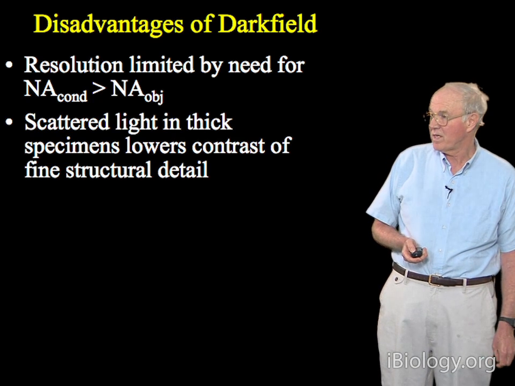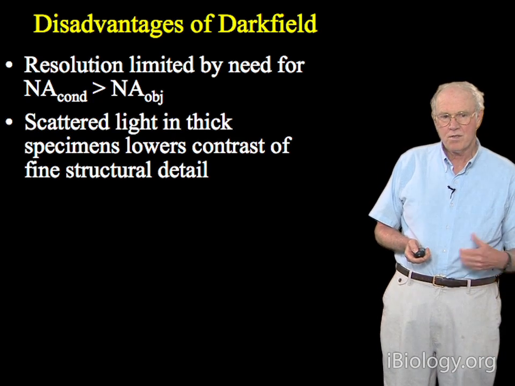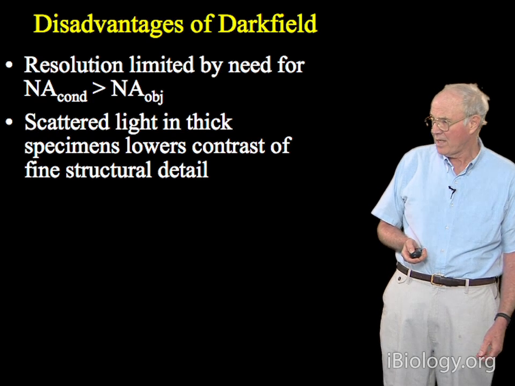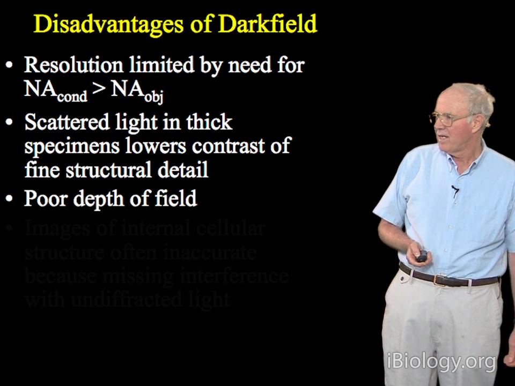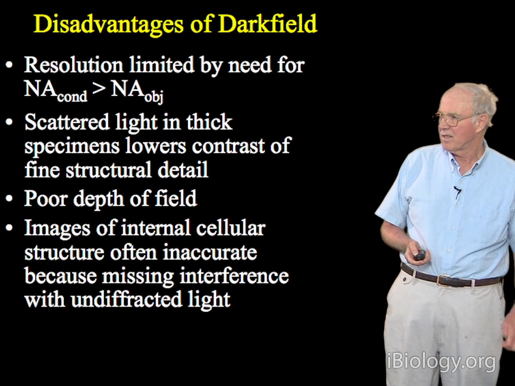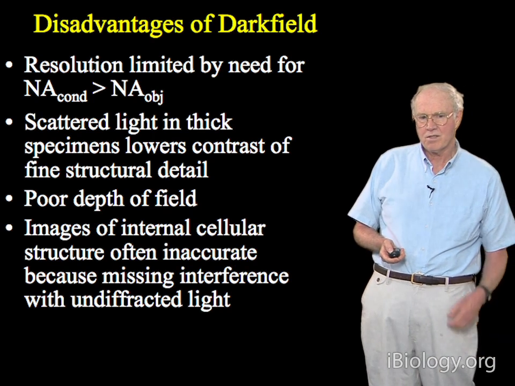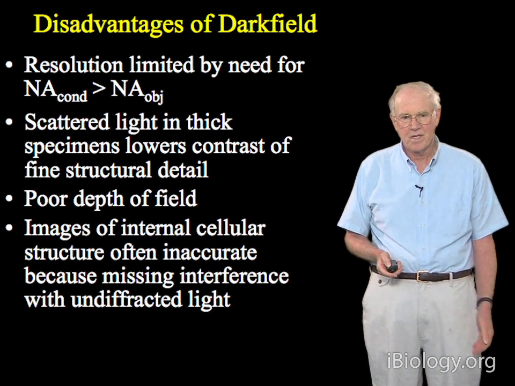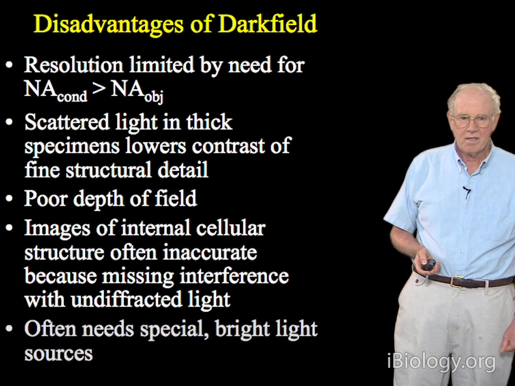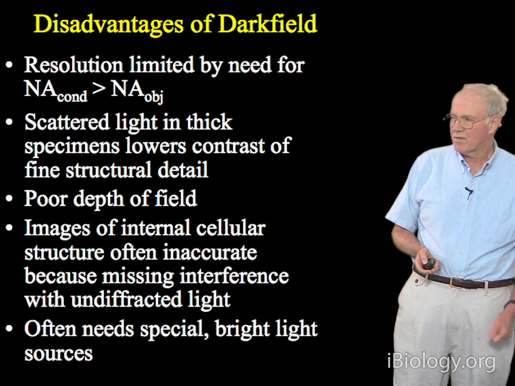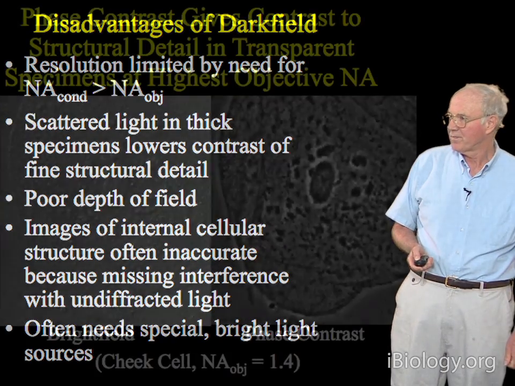Scattered light in thick specimens obscures structural detail, particularly for thicker specimens. There's poor depth of field, and images of intracellular structure are often inaccurate because you're missing information that comes from the actual interference with the undiffracted light. And it often needs very special bright light sources to be used properly.